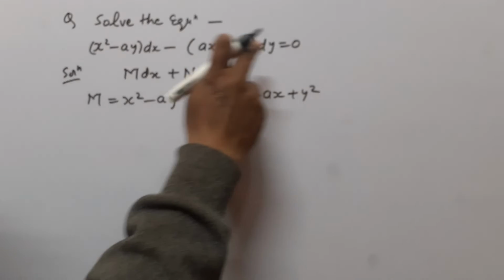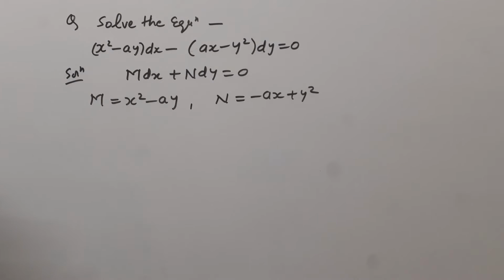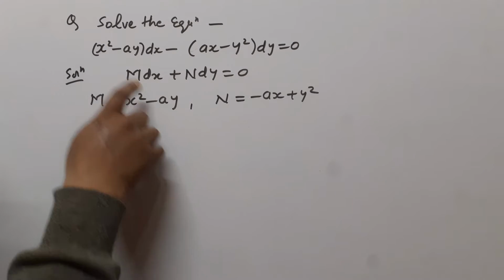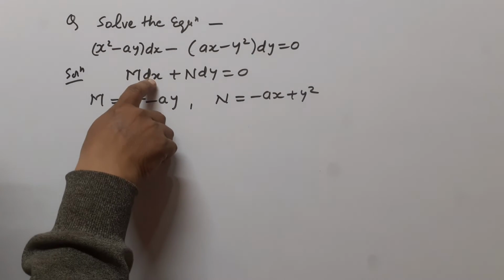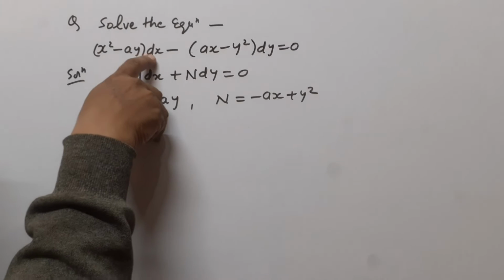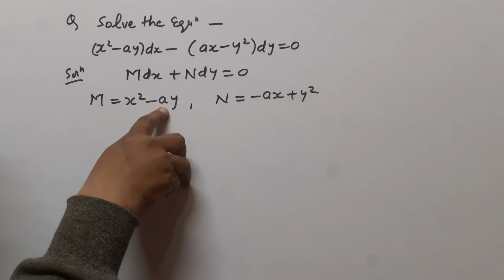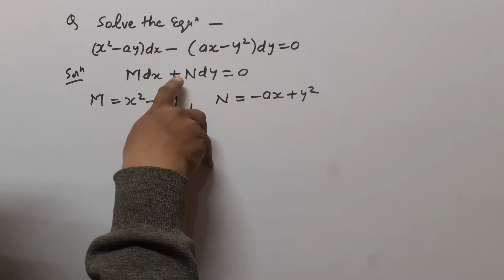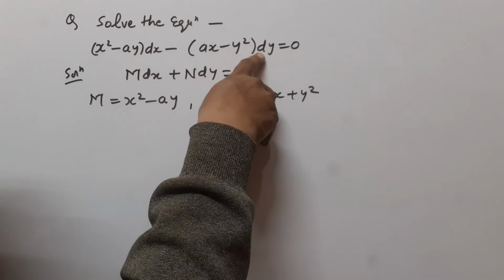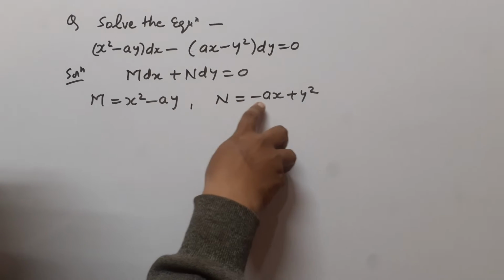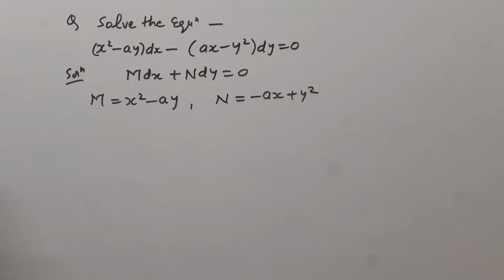First we compare the given differential equation with M dx plus N dy is equal to 0. So M is equal to x square minus ay, because the coefficient of dx is x square minus ay. Here the coefficient of dy is N, which is minus ax plus y square. So N is equal to minus ax plus y square.